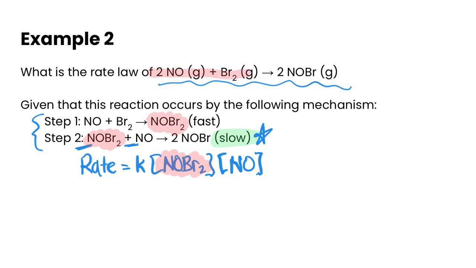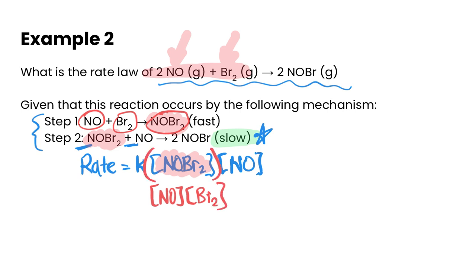It's also not present as one of the reactants in our overall reaction, and we always write rate laws based on the reactants of our overall reaction. So we need to get rid of this NOBr2 from our reaction. And so what we're going to recognize here, I'm going to put this in red, is that NOBr2 is dependent on a Br2 and an NO reacting. So we can actually substitute out an NO and a Br2 here for our NOBr2.